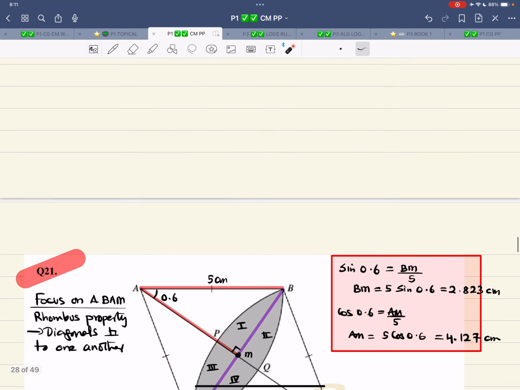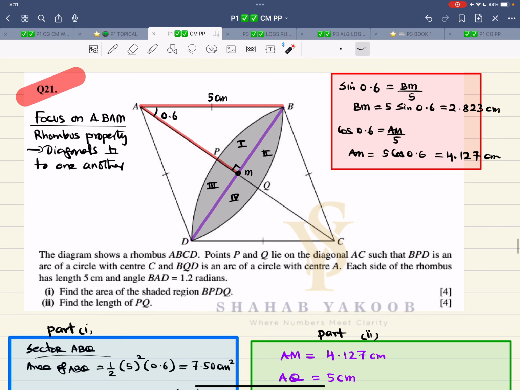Now what I've done is this thing. I'm first focusing on BAM. M is the midpoint where the diagonals meet. Now the diagonals are perpendicular to one another. I cannot get started unless and until I apply this property. Sine of 0.6, that is opposite, which is BM divided by 5. Hence you find the value of BM. Cosine of 0.6 is this adjacent, which is AM divided by 5. And then you get this thing.